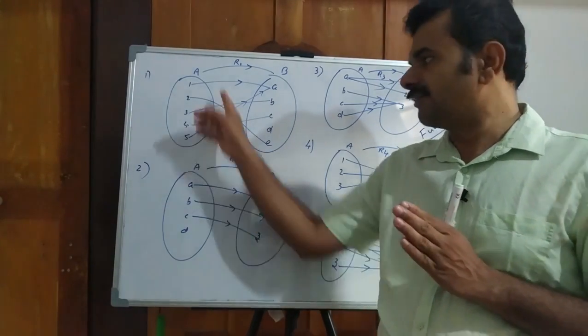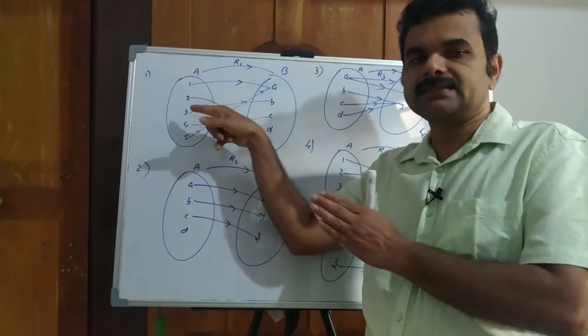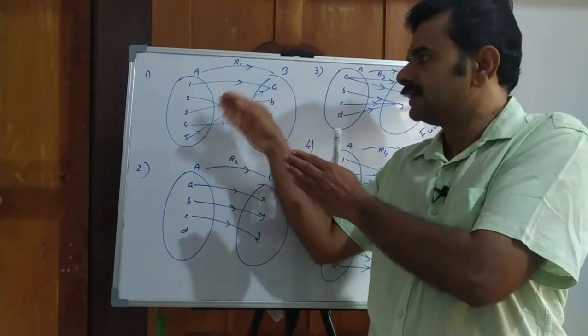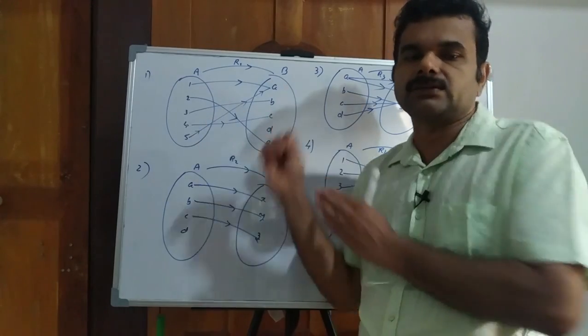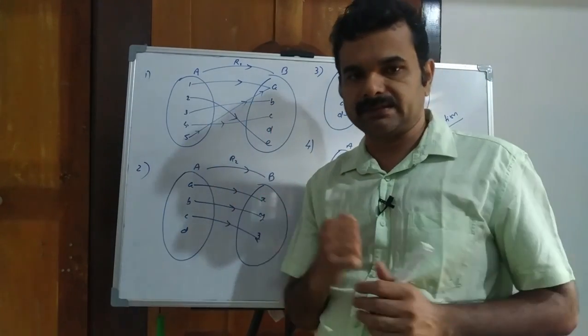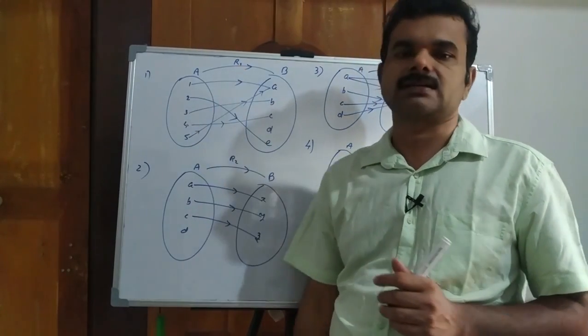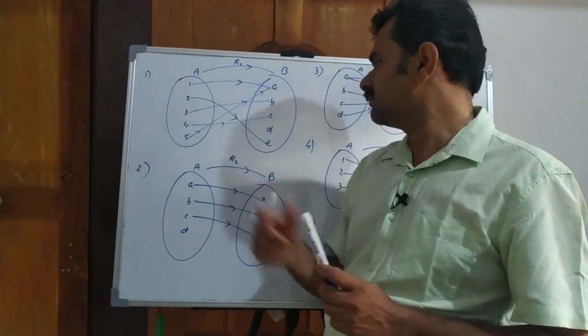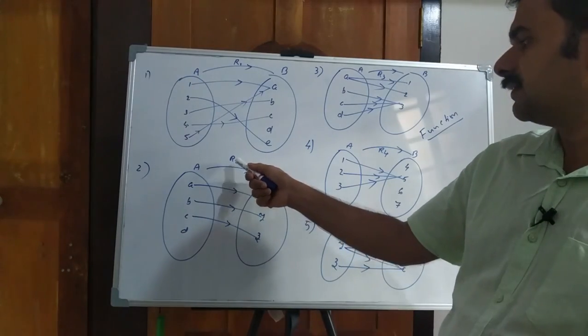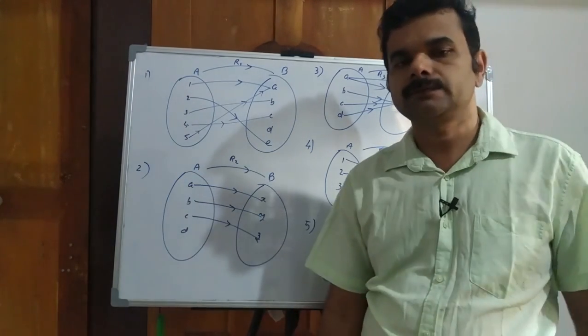Isn't it? So every element of the set A has images, and these images are unique, one and only one image. Clear? Therefore, this R1 is a function. R1 is a function. So, examine whether this R2 is a function or not.